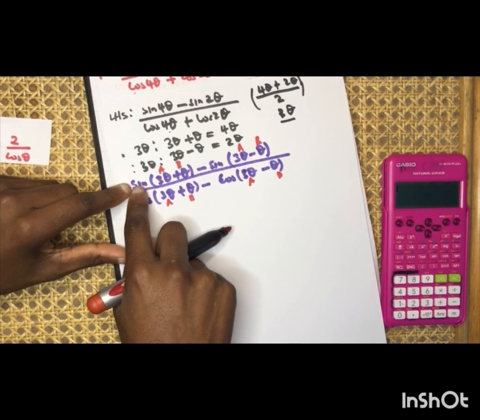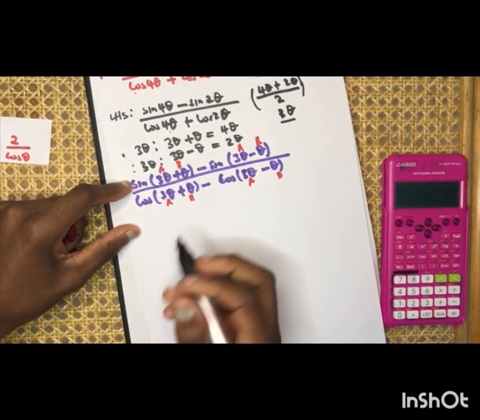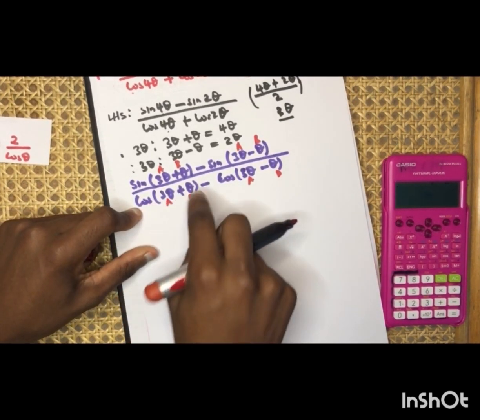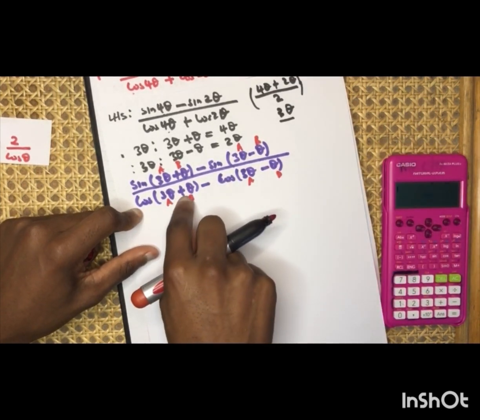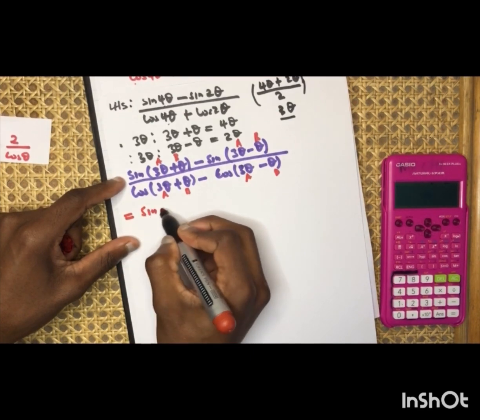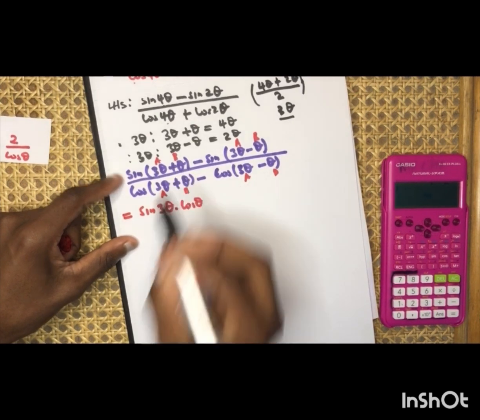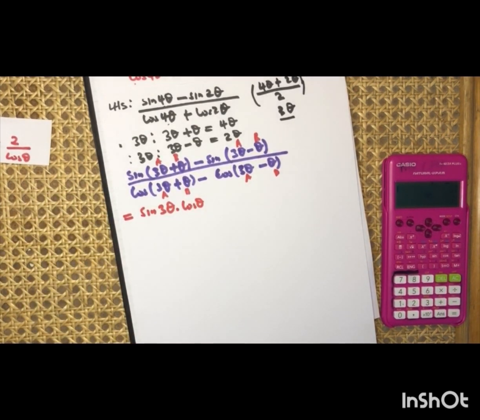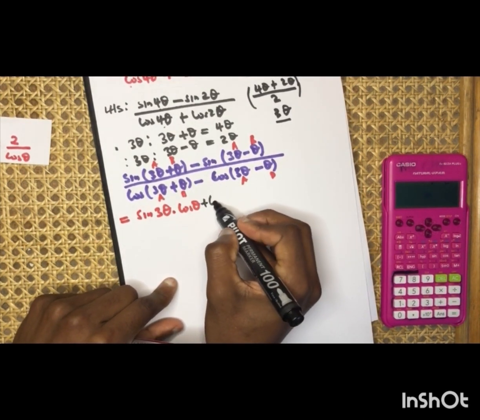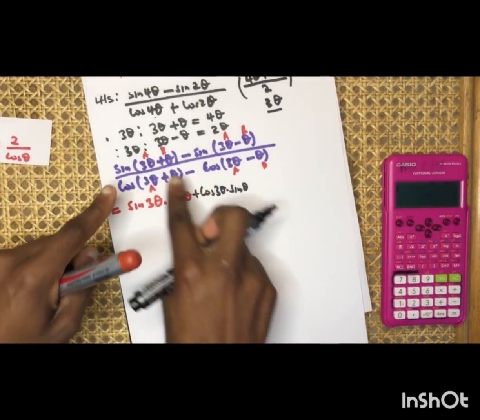Remember the compound angle of sine. It says sine cos, cosine, and sine keeps the sign. But the compound angle of cos says cos cos, sine sine, and cos changes the sign. So in this case, I'm going to have sine 3 theta cos theta. Remember, for sine the sign is kept, so we say plus cos 3 theta sine theta. Then we are done with this one.